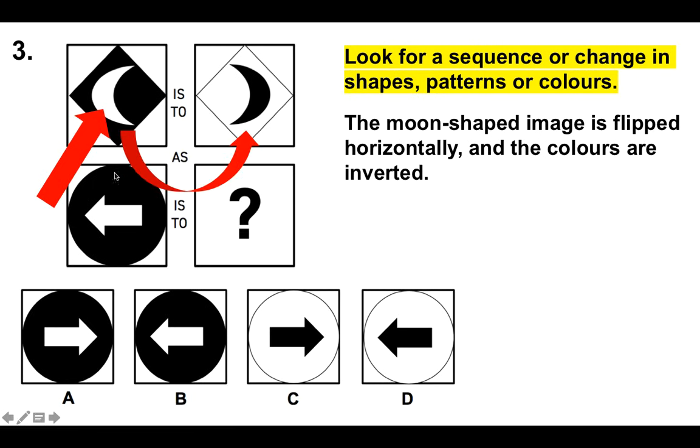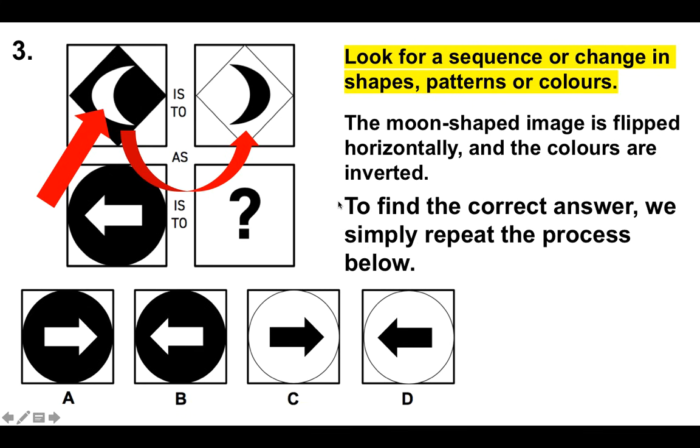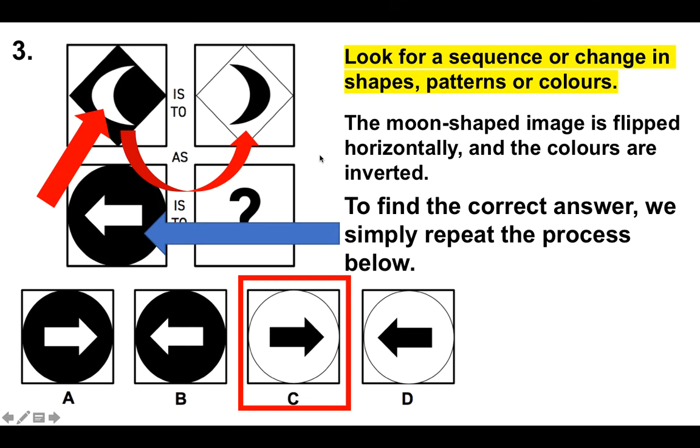So then if we look at the bottom row, all we have to do is apply the same principle from the top to the bottom, which is relatively simple. So to find the correct answer, we simply repeat the process below. If you look at this arrow, it's white and it's pointing to the left and it's got a black circle. Well, all we need is a white circle with a black arrow pointing to the right. And the only answer option that it can be is C.